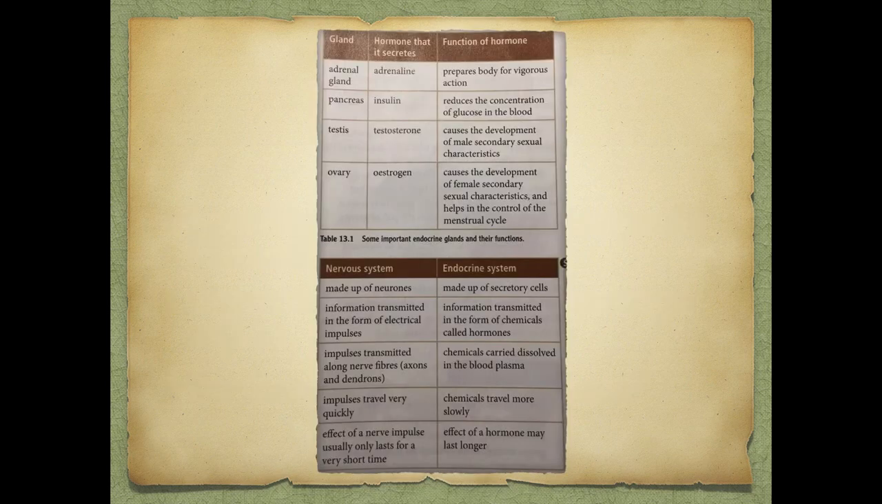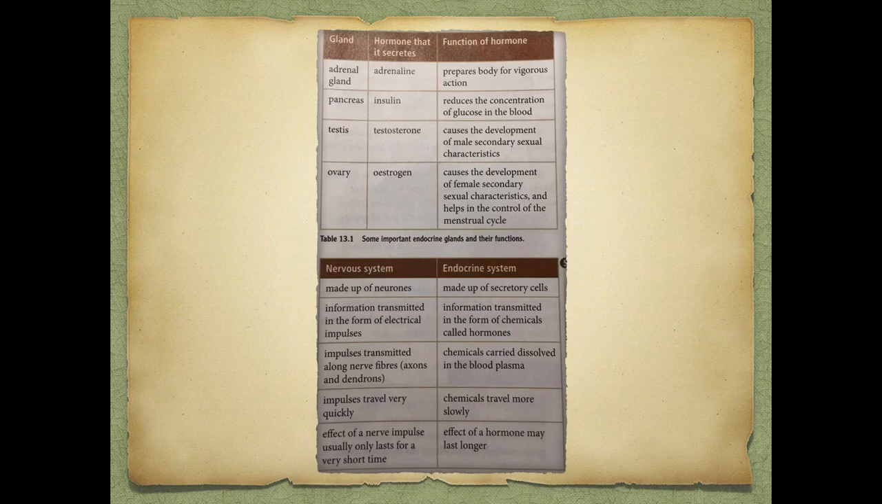Here's a table of some important endocrine glands, the hormones they secrete, and their functions, as well as a summary of both the nervous system and the endocrine system. The main glands you need to know are four: the adrenal gland, the pancreas, the testes, and the ovaries. You also need to know the pituitary gland and the thyroid gland, but you do not need to know exactly what hormones they produce.